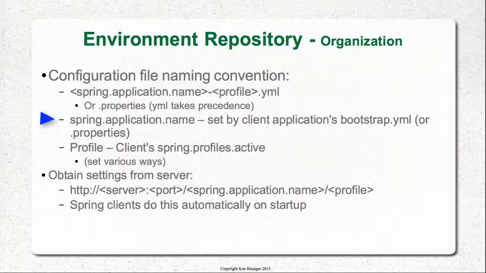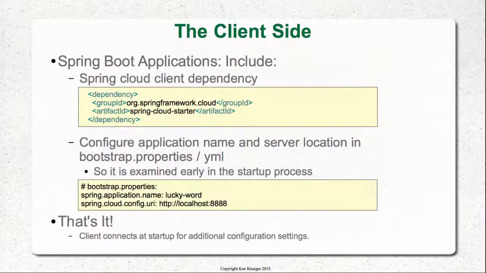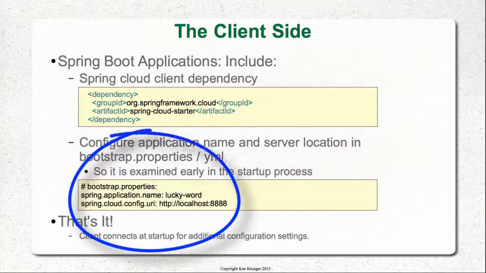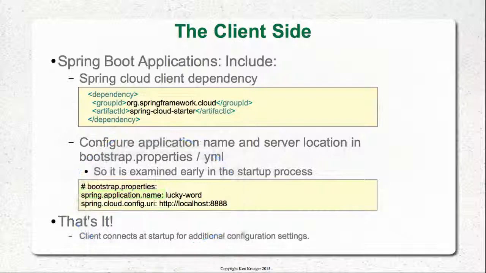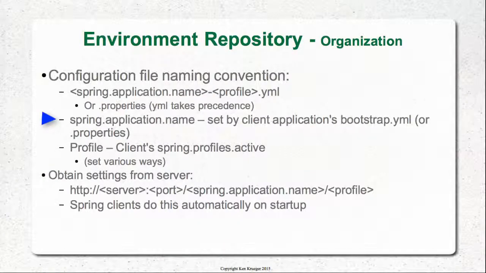Now, the Spring application name is the very property that was set by the client application's bootstrap YAML or properties. Let me go back a file or two. Do you remember this slide that we just left? Look at the bootstrap properties. See the Spring application name? I call this lucky word. That's the application name. So the Spring application name is the thing that is set by the bootstrap YAML or the properties. Now the profile is the client application's active profile. spring.profiles.active, you've probably heard it as. Now the profile is set various ways.